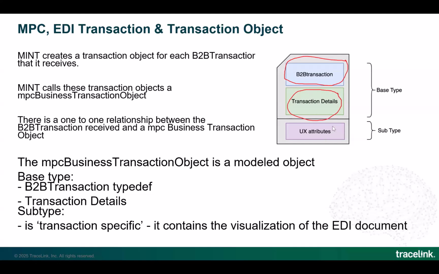It will also have some sort of UX attributes. These are the fields that you see on the Mint user interface when you log in, right? So every transaction will have a base type, which will be the B2B transaction and transaction detail, and also a subtype, which is a specific set of UI attributes or specific UI values that you are going to see on the Mint screen.